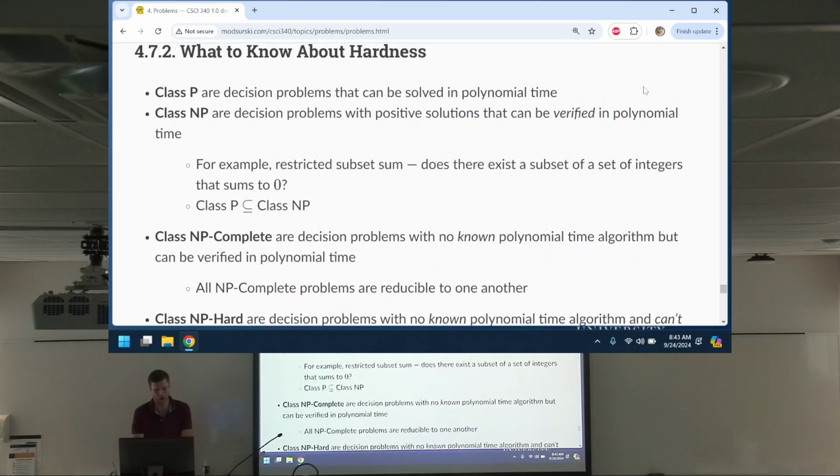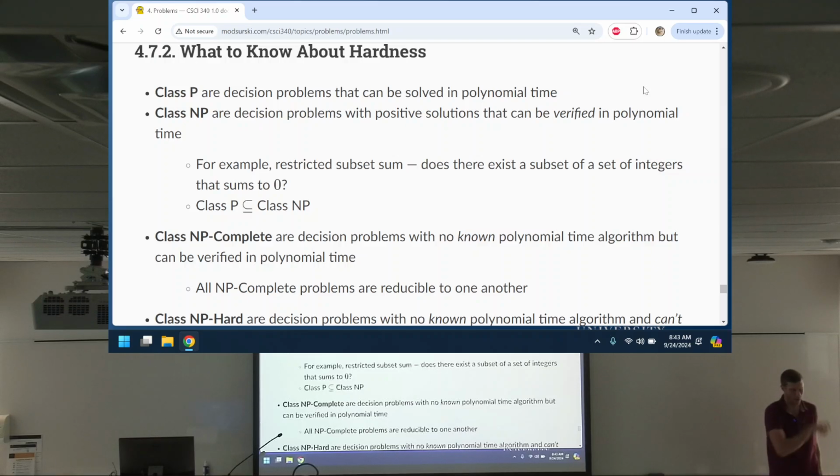So what do we need to know about hardness? Well, we have class P. These are decision problems that can be solved in polynomial time. When I say polynomial time, I mean something like n squared, n cubed, whatever. It could get bad, but it's not that bad. Then we have class NP, and these are decision problems with positive solutions that can be verified in polynomial time.